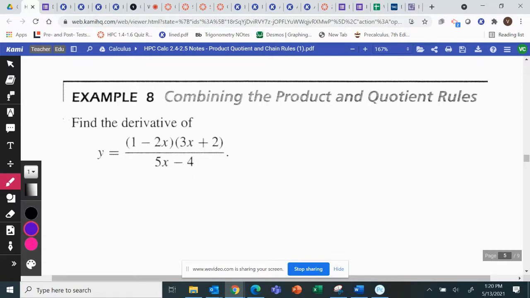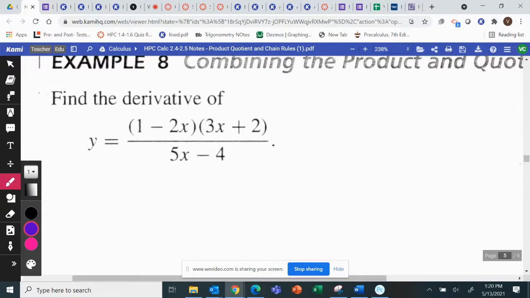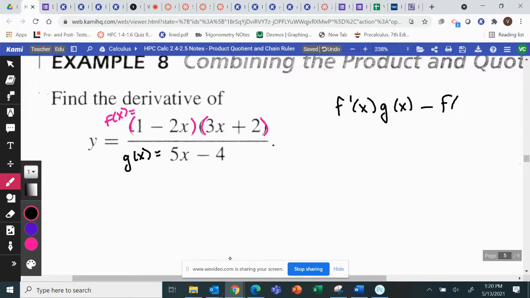So this one, we're going to take the derivative. It is the quotient rule. But inside, we have a product. So inside of that f of x part, where g of x is on the bottom, we have a product inside of that. So what's our first step for doing the quotient rule? That's fine, I'll just write it down.